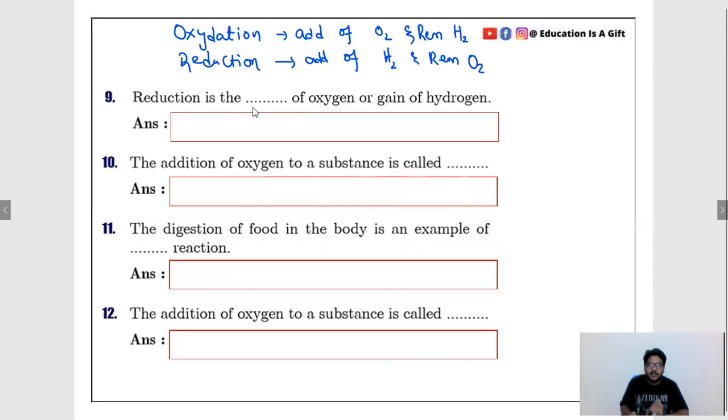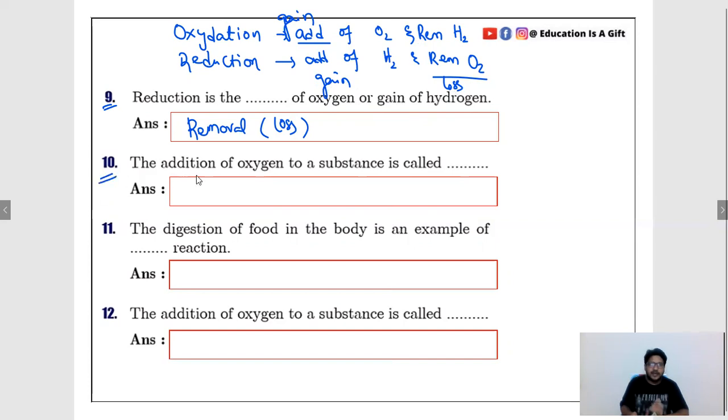Here what they asked, reduction is dash of oxygen. What of oxygen? Removal, or we can say loss, whatever it may be correct. Instead of add, you can say gain. Instead of removal, we can say loss. So you can say gain of hydrogen and loss of oxygen. Both are correct. So VSAQ, how they may ask, what is meant by oxidation? You can write that statement. What is meant by reduction? You can write reduction is a process of gaining of hydrogen and loss of oxygen.